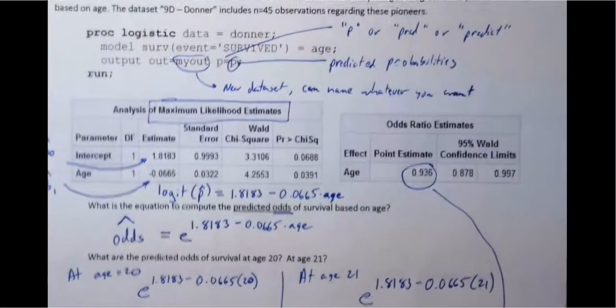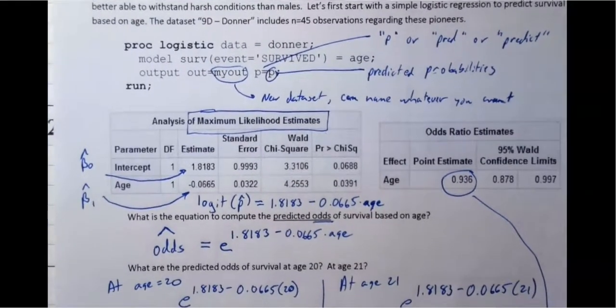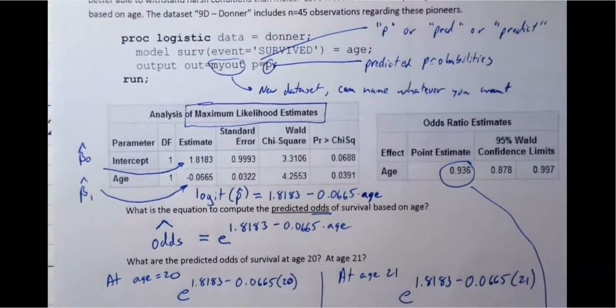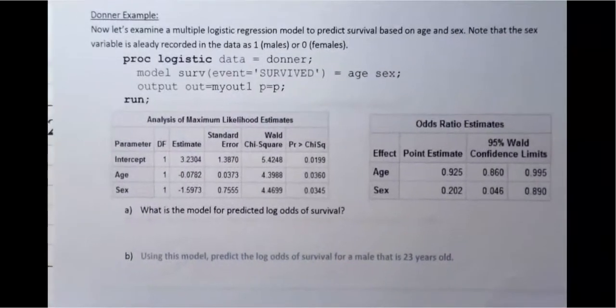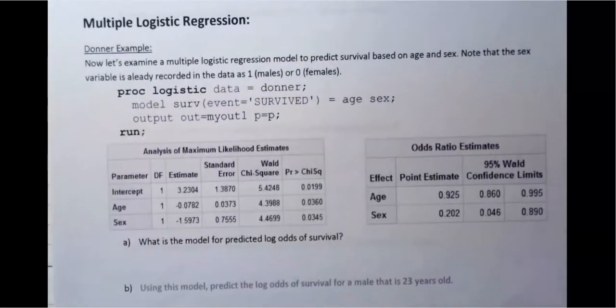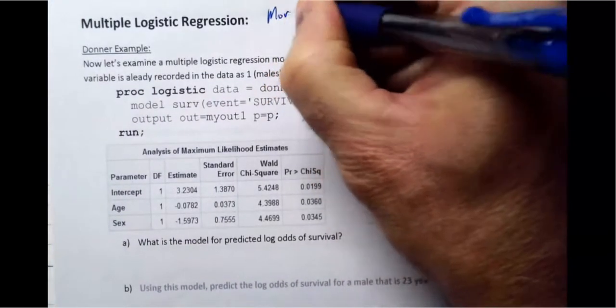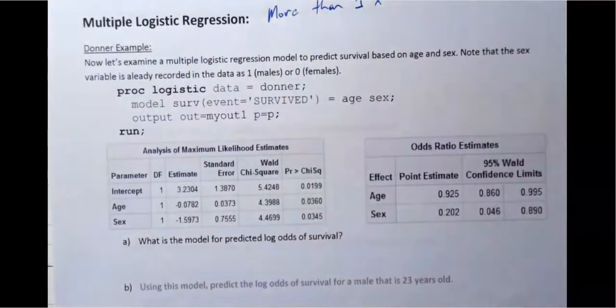This is again simple linear regression. So we've talked about this already. Simple linear regression with one x variable. But let's see what happens now. Let's put another x variable in there, and I'm going to make it a categorical x variable. So now let's use a multiple logistic regression. So we have more than one x, just like for multiple linear regression.